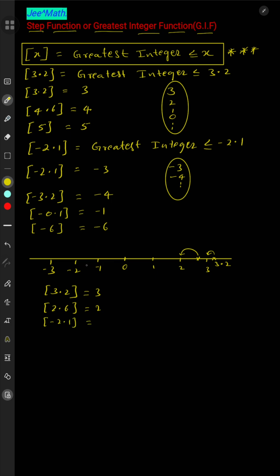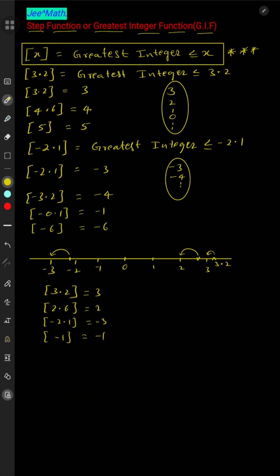In that way, see here the step of minus 2.1. Here you have minus 2.1, correct? The left side integer is minus 3. So minus 3 is the result. That's it. When we have only an integer in the step function, suppose the step of minus 1, directly we will get minus 1 only. Based on all these, we are going to get the graph of the step function.